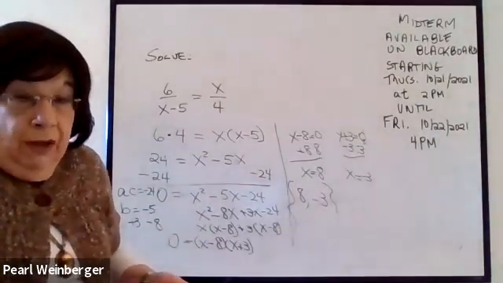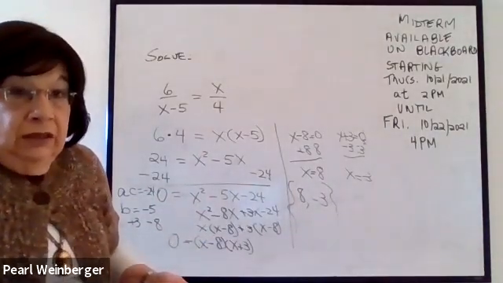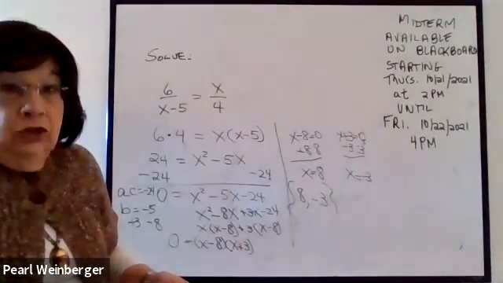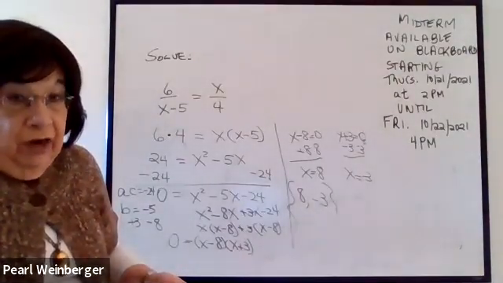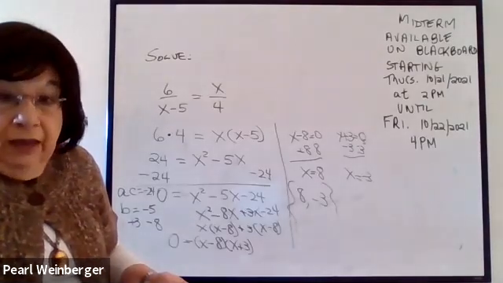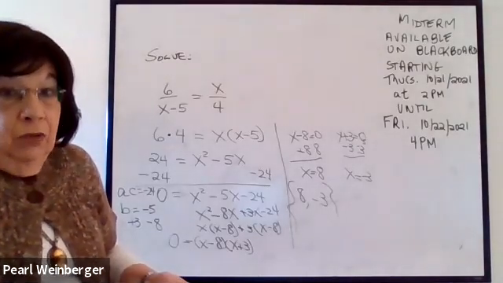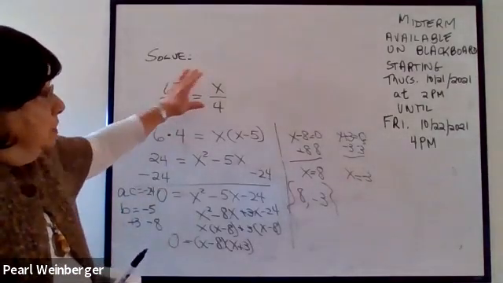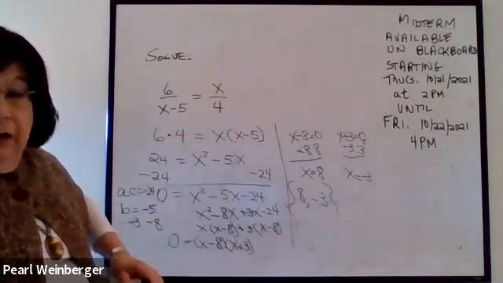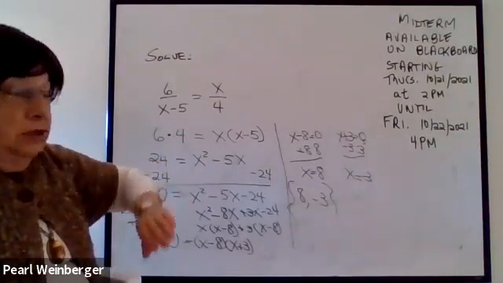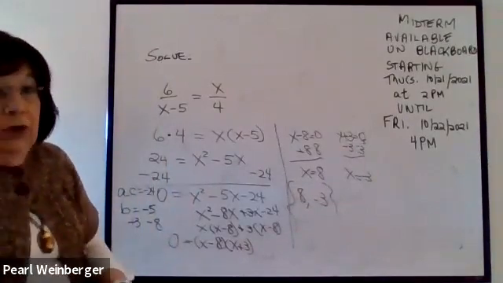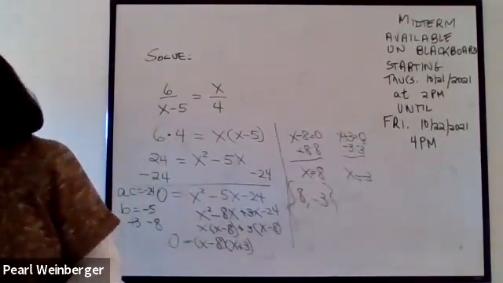So this is one method we can use to solve rational equations that have fractions. Again, it depends on the fact that what we have is a proportion, a single fraction equaling a single fraction. So let's just see what would happen if we don't have a proportion, but we have fractions.